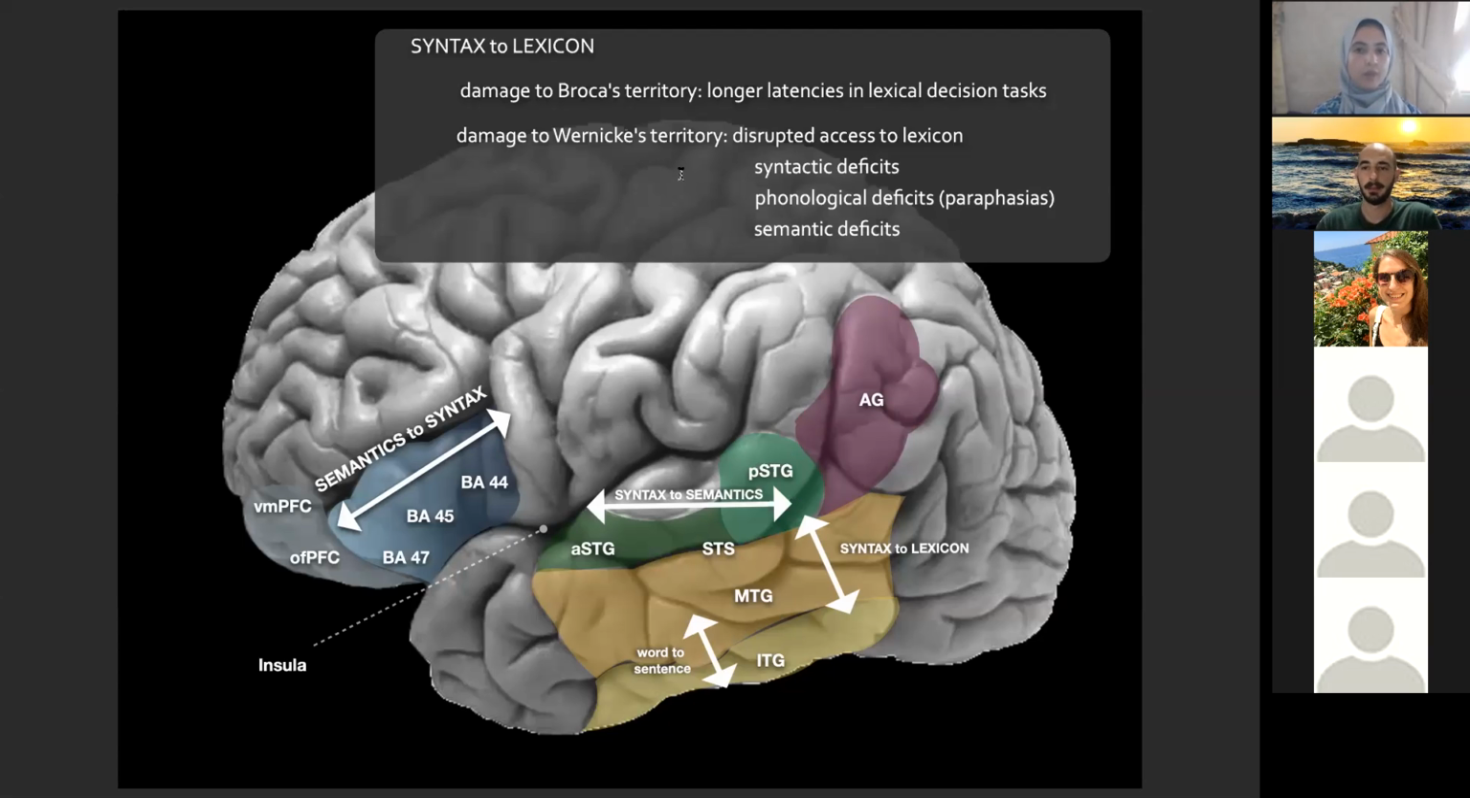And right, if you have damage to Wernicke's territory, you have a very simple, very clear deficit: disruption to the access of the lexicon. So you do not access the meaning of words because you cannot connect the phonological form of the word to the lexical item, to the concept associated with that lexical item. But you also have syntactic deficits. You also have phonological deficits, like phonological paraphasias, okay? You switch some syllables with other syllables, some words with other words. And so you show a wide range of deficits which are not specific to lexical processing.